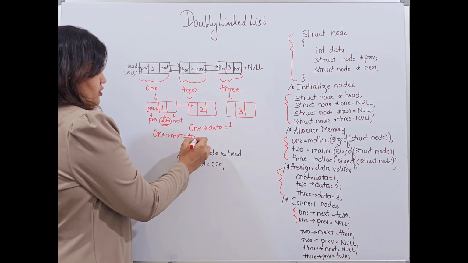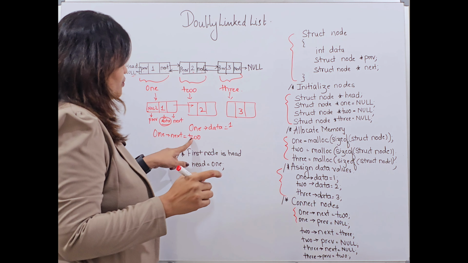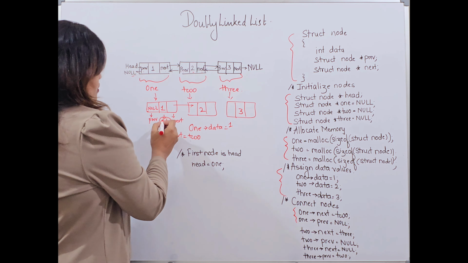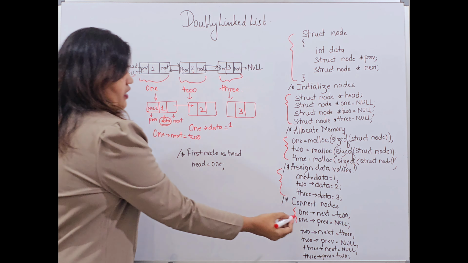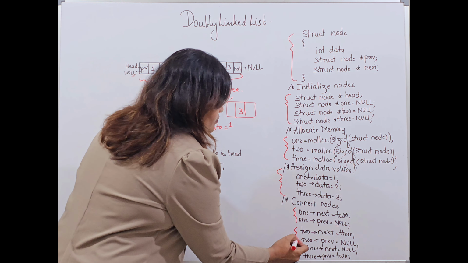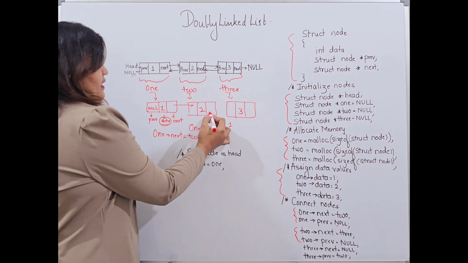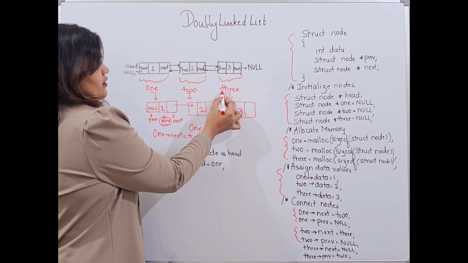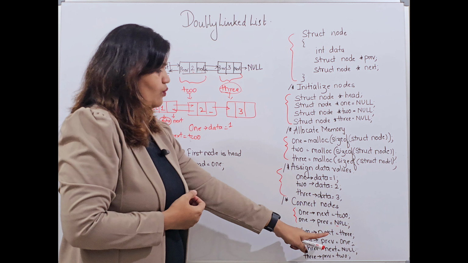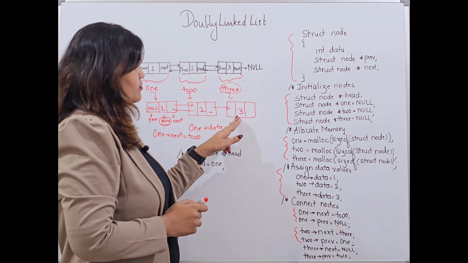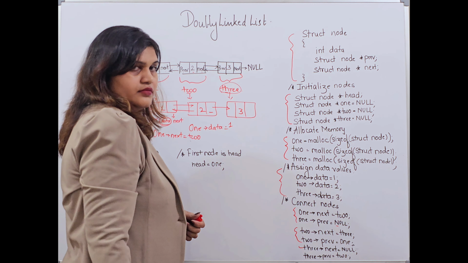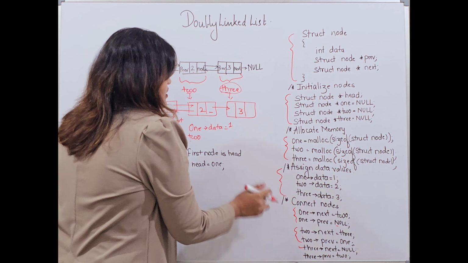Not the number 2. Number 2 is the data. 2 is the name of the node. And next what do I do? 1 to previous. Previous is what? Null. Next is what? 2. What do I do? 2 to next. What should be in 2 to next? 3. 2 to next is 3. 2 to previous is 1. Then we have 3. 3 to next will be what? Null. So 3 to next is null. As you can see over here. And 3 to previous is what? 2.